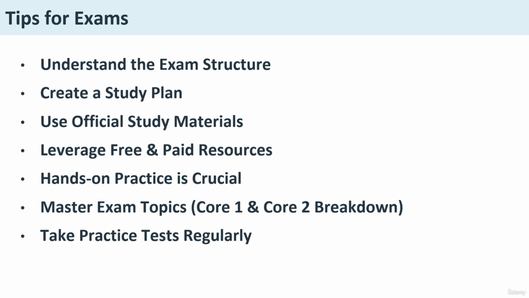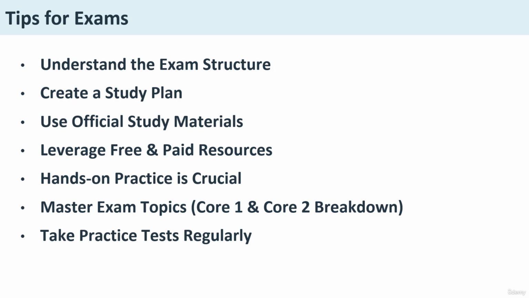Number 1, understand the exam structure. The CompTIA A+ certification consists of 2 exams, 220-1101, that is Core 1, and 220-1102, that is Core 2. Core 1 focuses on hardware, networking, mobile devices, and troubleshooting. Core 2 covers operating systems, security, software troubleshooting, and operational procedures. Each exam has a maximum of 90 questions, already discussed in this module, including multiple choice, drag and drop, and performance-based questions, that is PBQs.